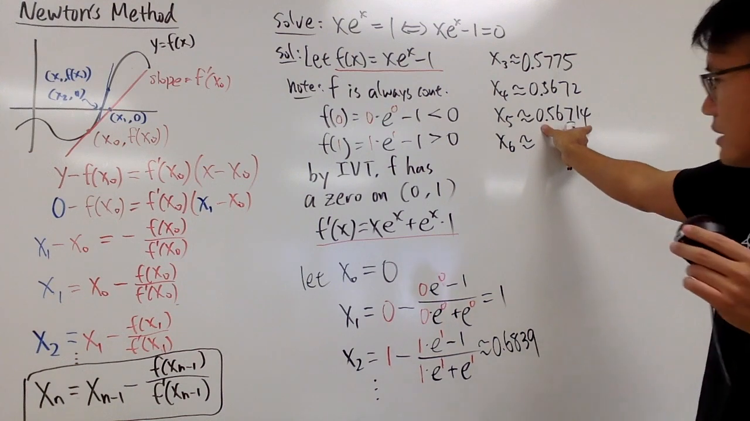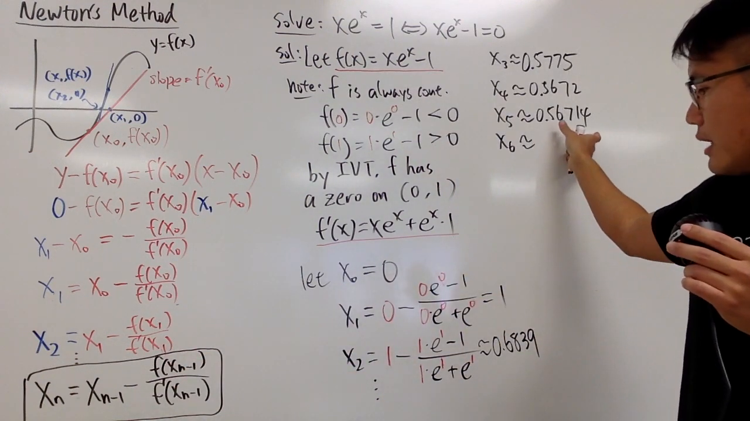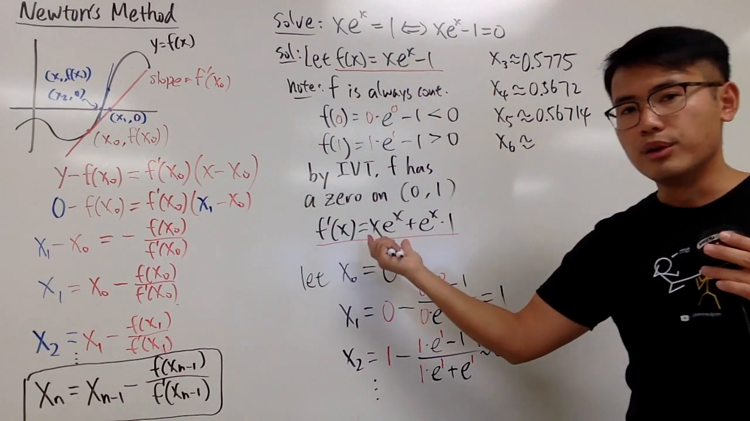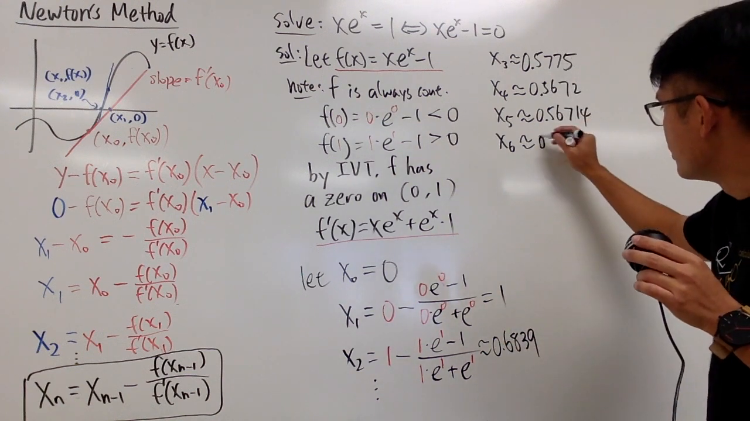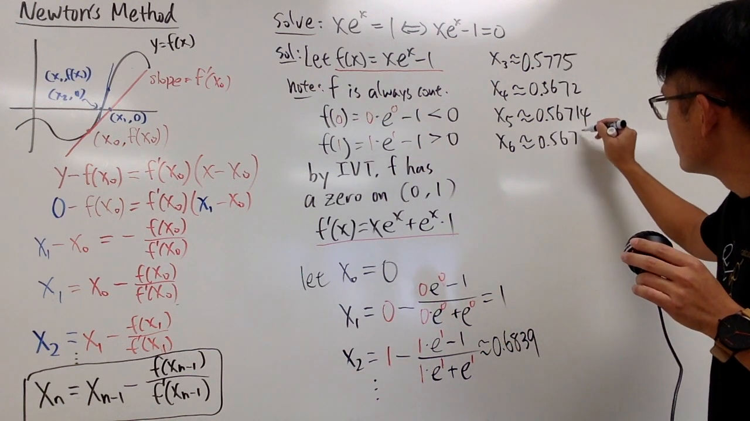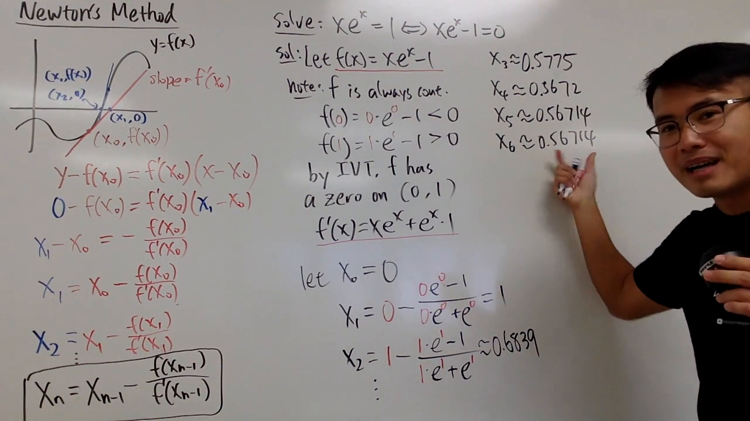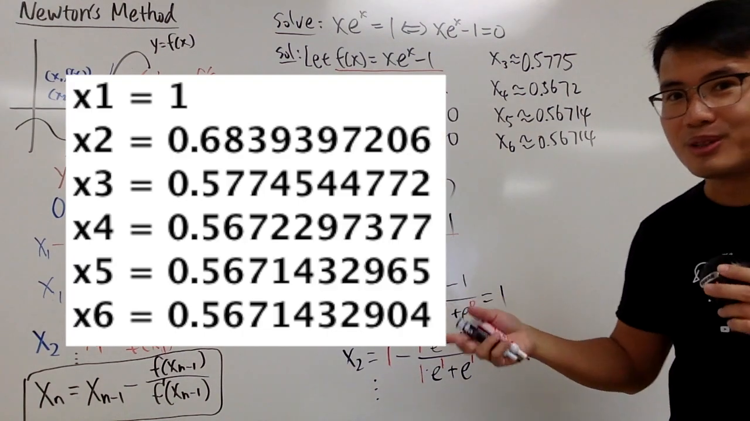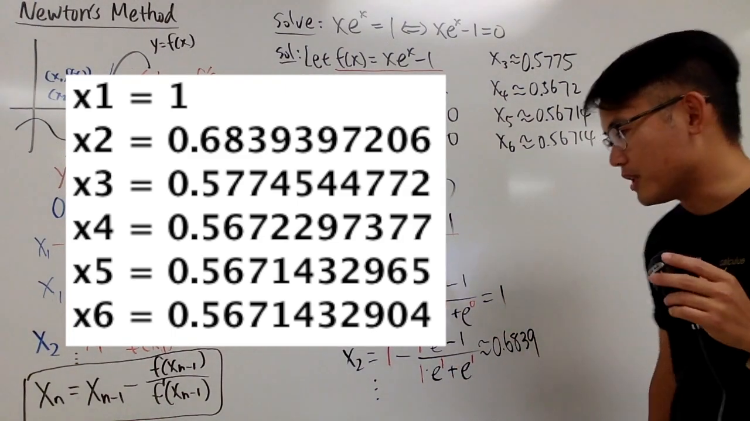If you plug this into the formula, so you start with this as your x value, and then plug this into the original, and then plug this into the derivative, and you divide, you're actually going to get pretty much the same thing, 0.56714. And if you do it again, you're going to get this number back, approximately speaking, okay? I'll show you guys on the screen the list of the numbers after 6 iterations.